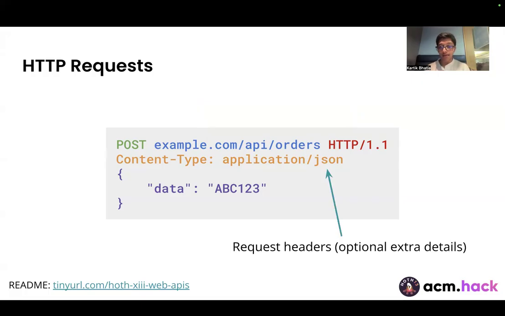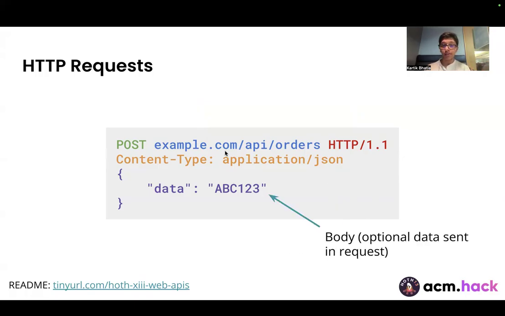Then you might have some headers. These are just optional extra details. For example, over here, content type, it's just saying, I'm going to send you some data. Here's the format in which I'm sending you that data. You might have a bunch of other headers, but these aren't essential to the API call. The last is the body. So this is the data that you might want to send along with your request. We'll see an example of this later as well.